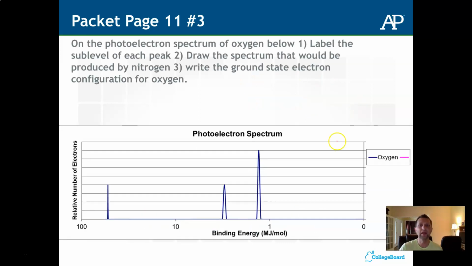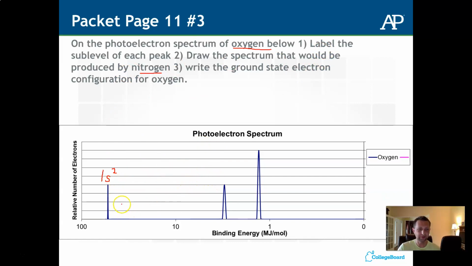All right, last one. Label the sublevel of each peak. You know it's oxygen. Draw nitrogen, and then write the ground state electron configuration for oxygen, which we'll do when we do this. Pause the video and give this one a try, and then we'll go from there. Okay, so start with 1s2 for oxygen. Labeling the sublevel, this is our s sublevel.